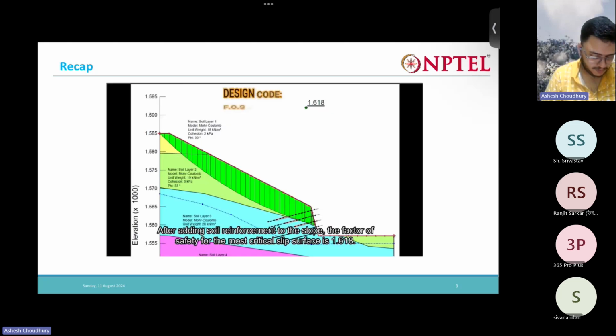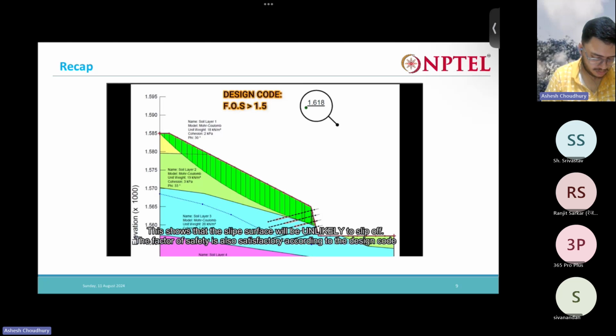After adding soil reinforcement to the slope, the factor of safety for the most critical slip surface is 1.618. This shows that the slip surface will be unlikely to slip off. The factor of safety is also satisfactory according to the design code.